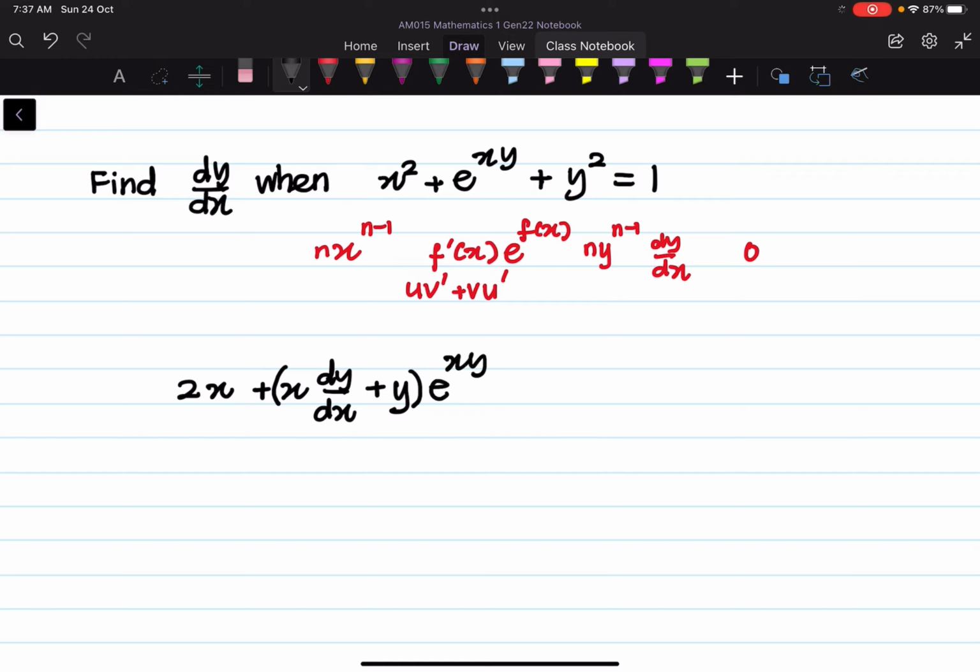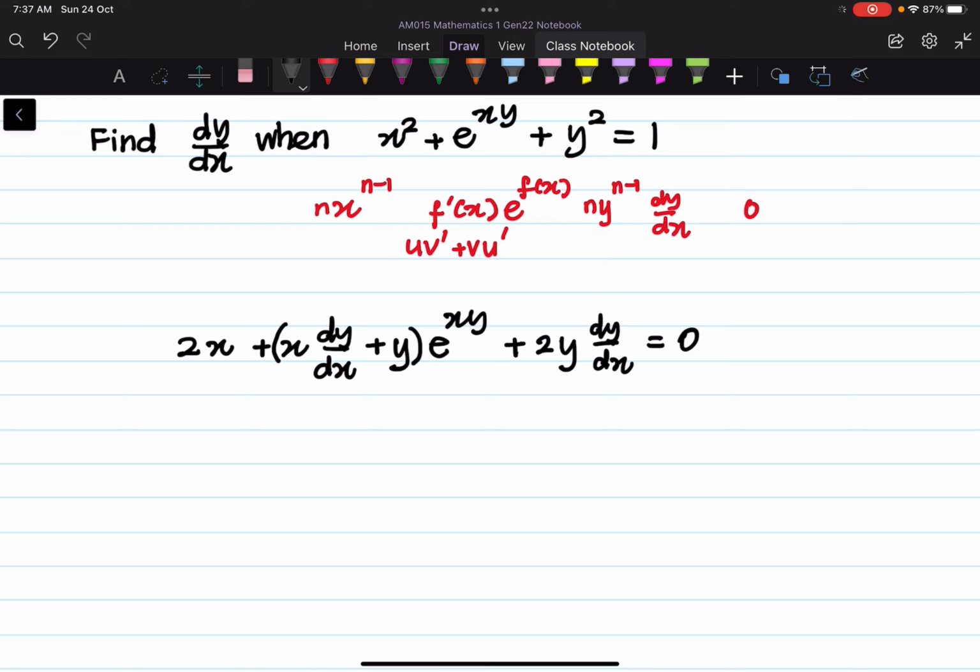e to the power xy, plus, now we're going to differentiate y squared: bring down the power, copy down the y, the power minus 1 is 1, and times dy/dx, equals 2. And once we differentiate 1, it becomes 0 because it is a constant.